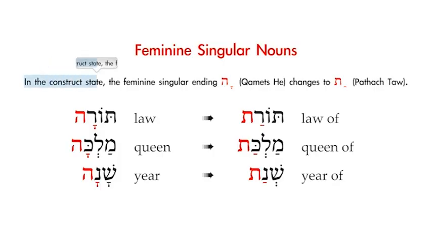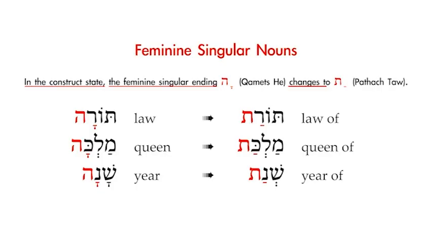Let's look at feminine singular nouns in the construct state. In the construct state, the feminine singular ending qamets he changes to pathach tav. Now, you've already seen this happen when feminine singular nouns ending in qamets he take pronominal suffixes. That weak he at the end has to strengthen to a tav before it can take the suffix. In the same way, when a feminine singular noun ending in qamets he moves into the construct state, that weak he cannot remain, so it either drops off or strengthens to a tav. And in this case, with feminine singular nouns that end in qamets he, in the construct state, that changes to a pathach tav. Let's look at our examples together.